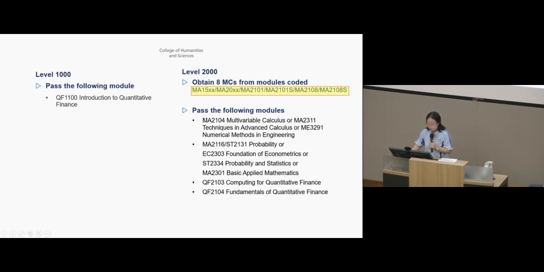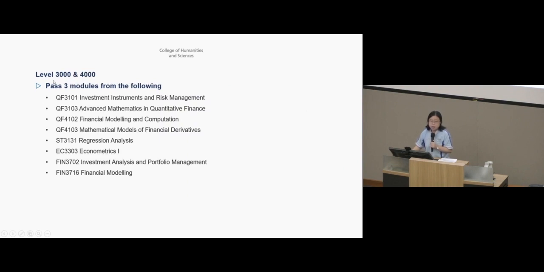And the following four modules, you must pass at 2000 level. But for example, for probability, we give another choice for the econ students, Foundations of Econometrics, EC2303. This module also includes some probability, so we also include it inside. So in the 2000 level, you need to pass all these four and pass another two from this list. And in the 3000 and 4000, we put it in one block. You only need to choose three modules from these eight.